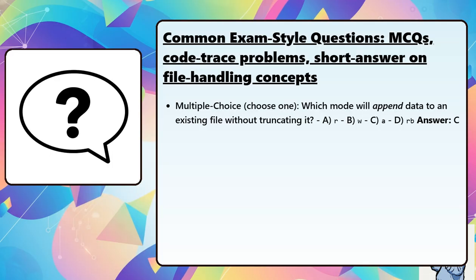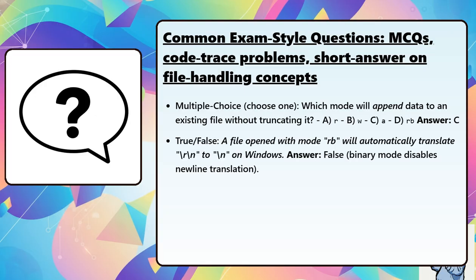Multiple choice, choose one. Which mode will append data to an existing file without truncating it? Option A, r; option B, w; option C, a; option D, rb. Answer: C. True or false? A file opened with mode rb will automatically translate \r\n to \n on Windows. Answer: false, because binary mode disables newline translation.